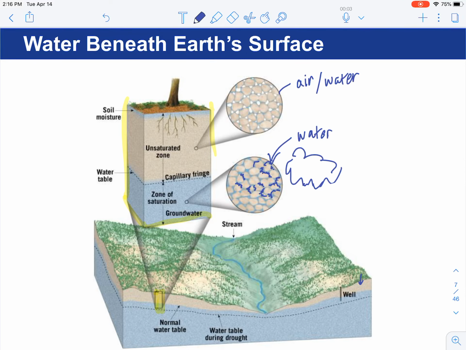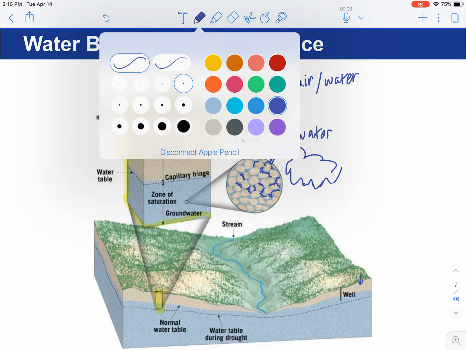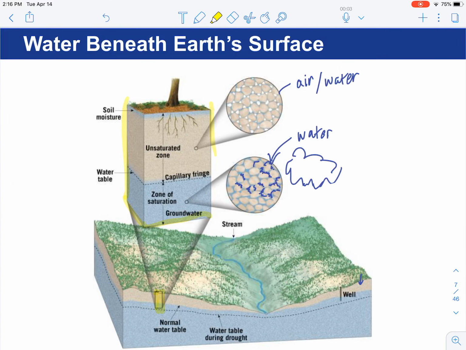And the important thing here is that you notice kind of the interface between those 2 layers. It's right here. And it's right here on this cross section. So this is what we define as the water table. And the water table is very important in that the water table can fluctuate seasonally or yearly. It can fluctuate by region.